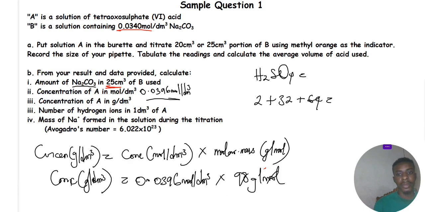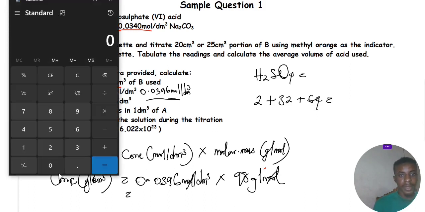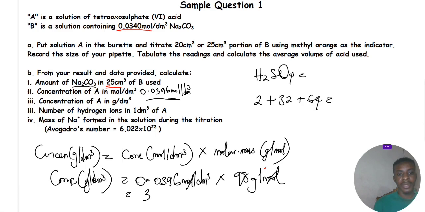So you multiply both together now. That is 98 times 0.0396. You have it to be 0.0396 times 98. So you should have 3.8 grams, or approximately 3.9 grams per dm cube as the concentration in grams per dm cube. Okay, so we'll go back to the fourth one here.